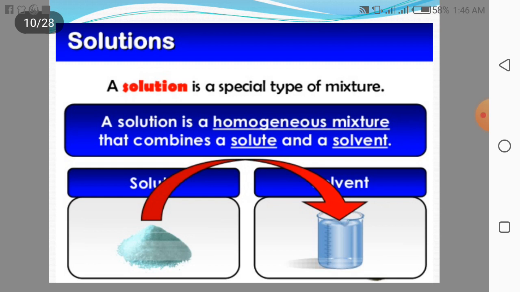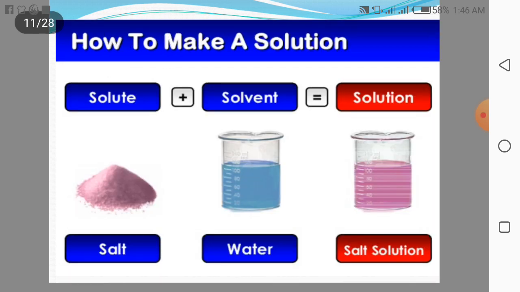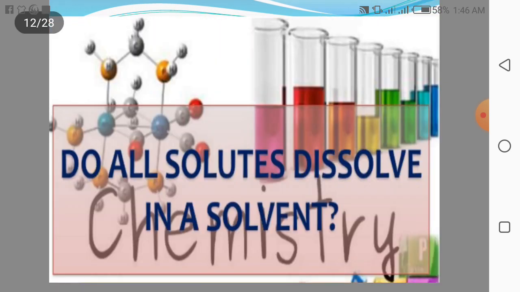Here the solute is salt and the solvent is water. Salt, when dissolved in water, makes a salt solution. Here the solute is salt and the solvent is water. Do all solutes dissolve in a solvent?